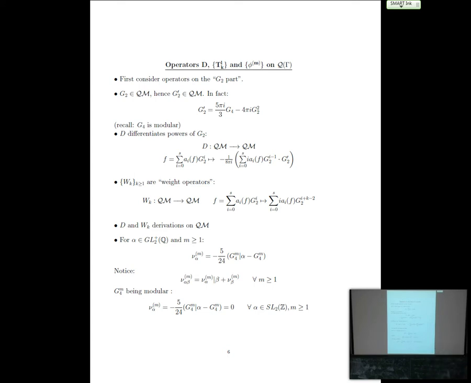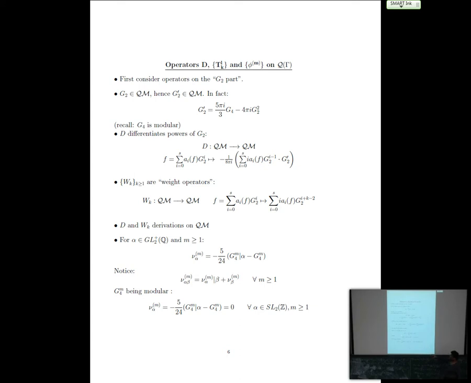Now, in order to consider these, we'll have to define these objects. And we'll see these are the parallels of those objects which are constructed with the modular discriminant. That is, you take the powers of G4 and you define these new objects. Nu alpha m, you define it with a scaling factor of 5 over 24, and it gives you G4^m slashed by alpha minus G4^m. G4 is a modular form, and the powers of G4 are also modular forms. So for any alpha in GL2+(Q), we just consider those differences.